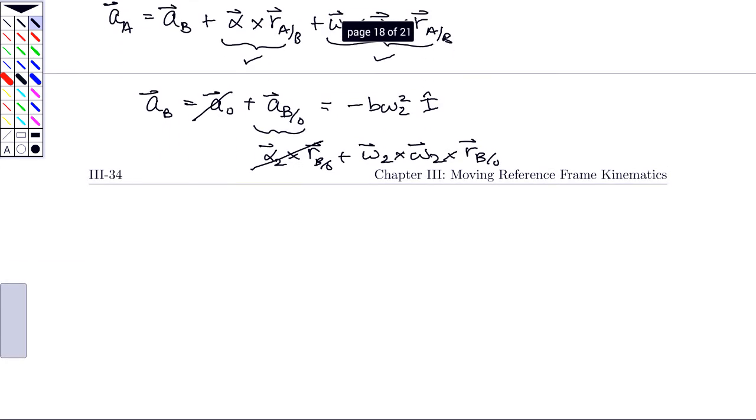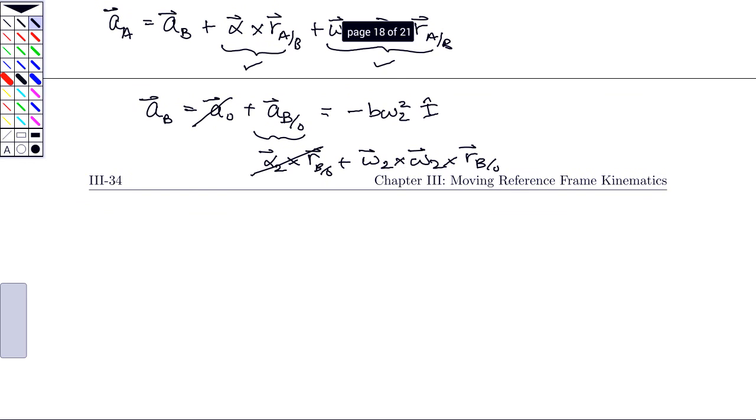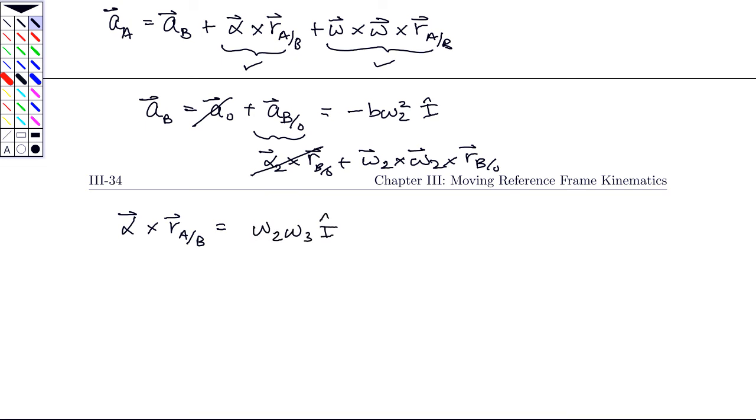Make a little room here. Let's start with the alpha cross r of a relative to b term. This is going to be alpha, which is omega 2 omega 3 in the I direction, plus omega 1 omega 2 in the k direction. And that's crossed with r of a relative to b, and that is the radius r in the little j direction.